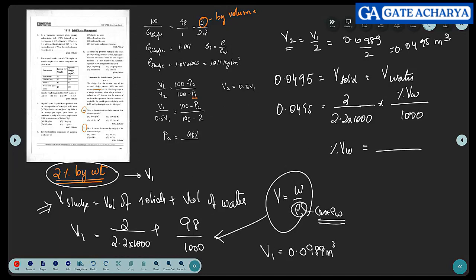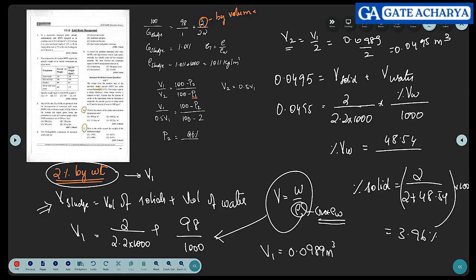What is the value? 40. 48.54. Then percentage solids, first we had 2%, let's take that. 2 plus 48.54 into 100, you will be getting 3.96 percentage. Typical GATE question.